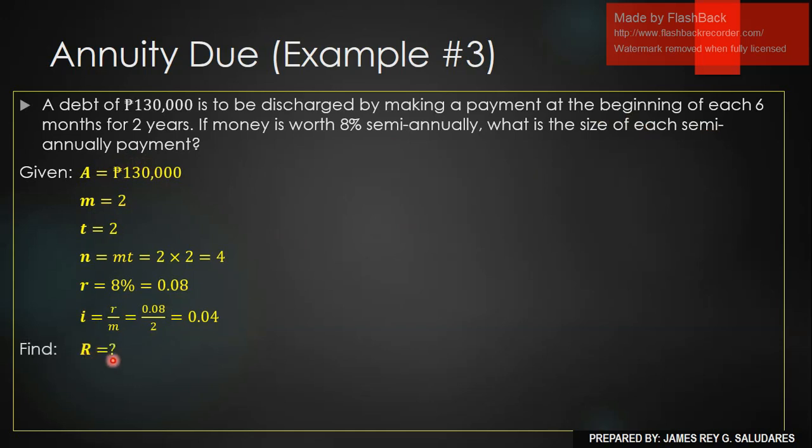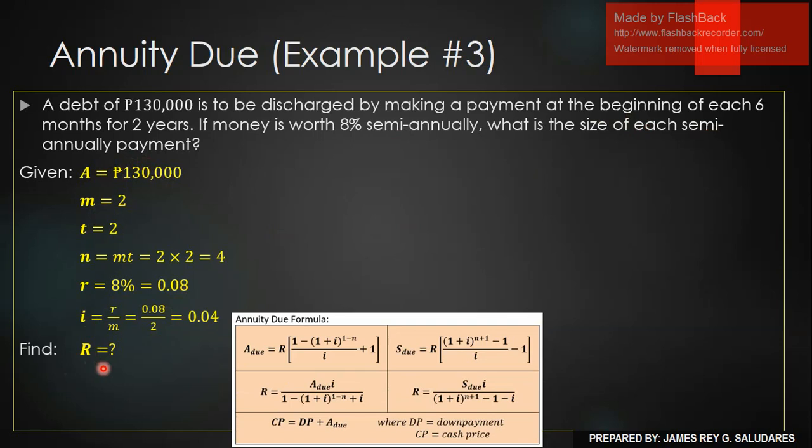So our periodic payment, which is R. Okay, let's review. Since this is annuity due, this is subscript due. So for our annuity due, this is the formula. We're solving for R. In our solution, the given is A, so this is the formula to be used.